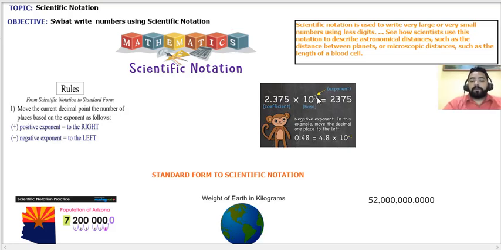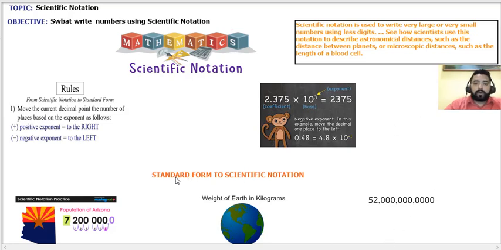For example, here we have 3, that means that we are going to multiply 10 times 10 times 10. When you multiply those numbers, you get the zeros that we reduce using scientific notation. For example, here we have the population of Arizona, the weight of the earth in kilograms, and two other examples.